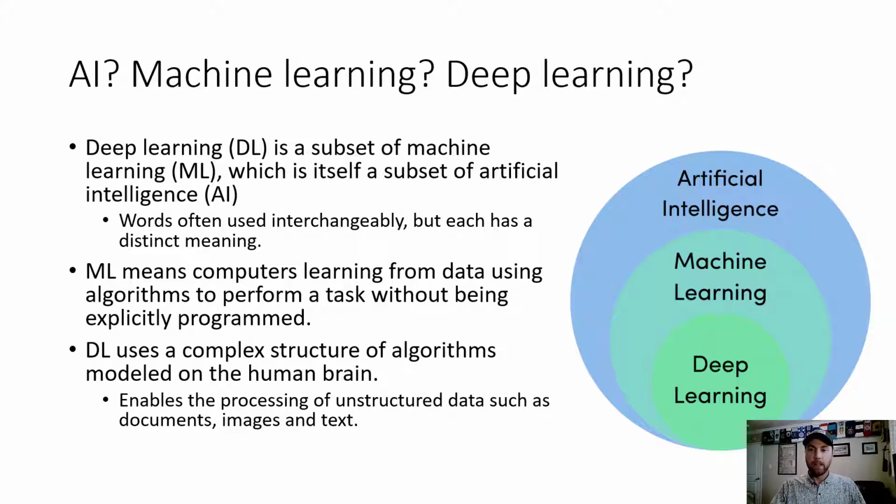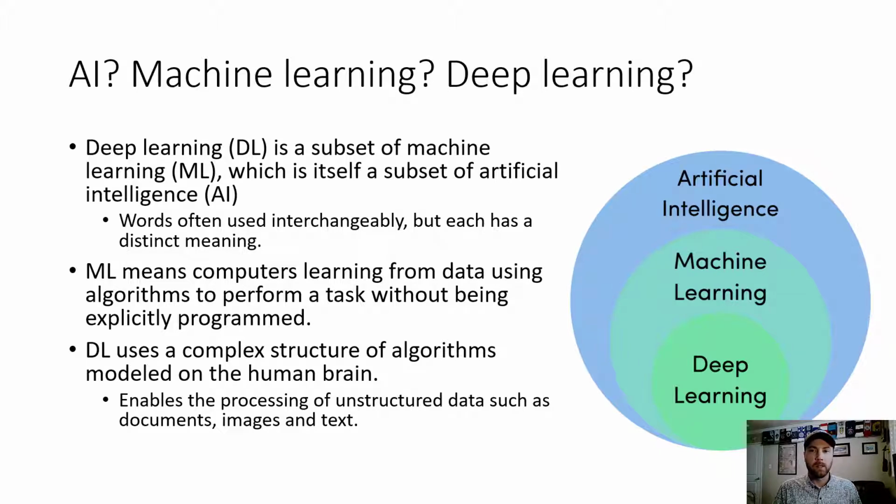So deep learning is housed under machine learning, which is housed under artificial intelligence, and AI is essentially the overarching umbrella that includes any sort of technology that emulates human intelligence. But you'll often find that the words are used interchangeably, but they all have a distinct meaning. So machine learning means computers that learn from data using algorithms to perform a task without being explicitly programmed. So there are different degrees of human involvement in each of these.